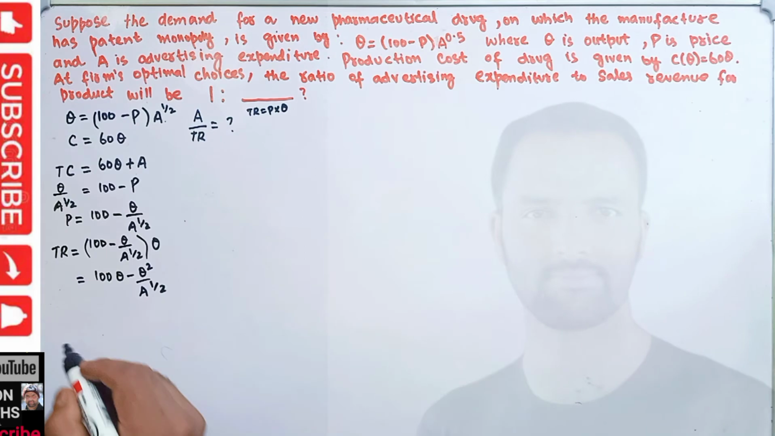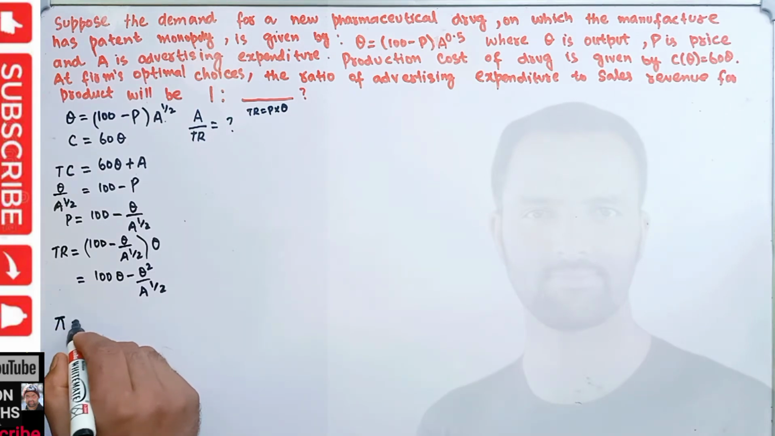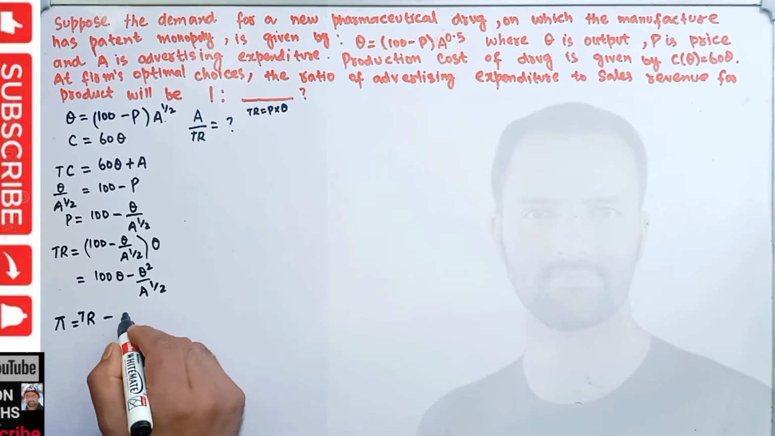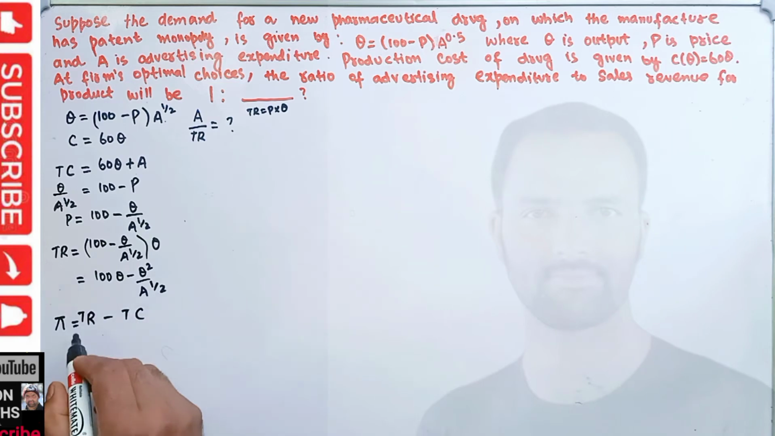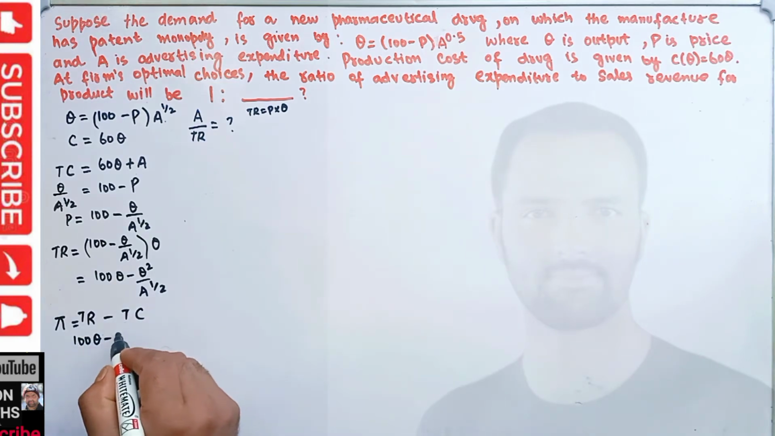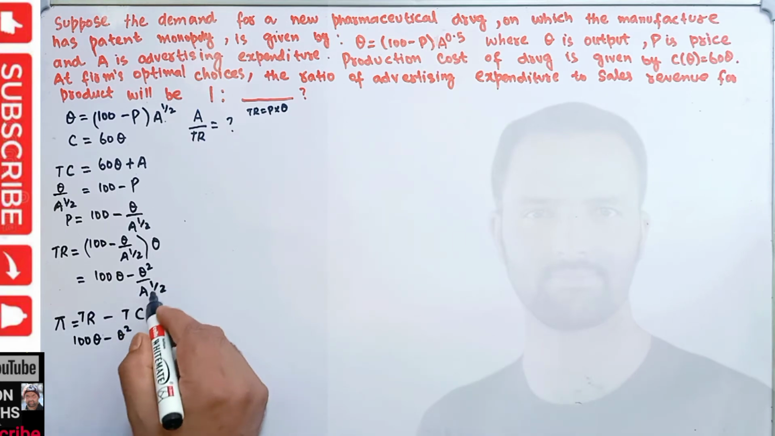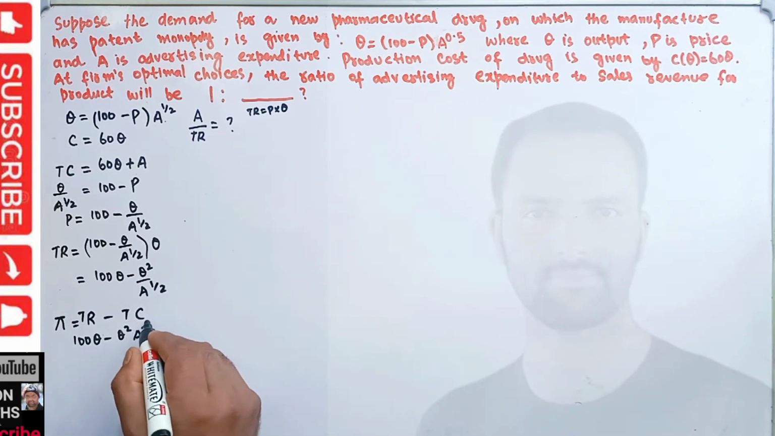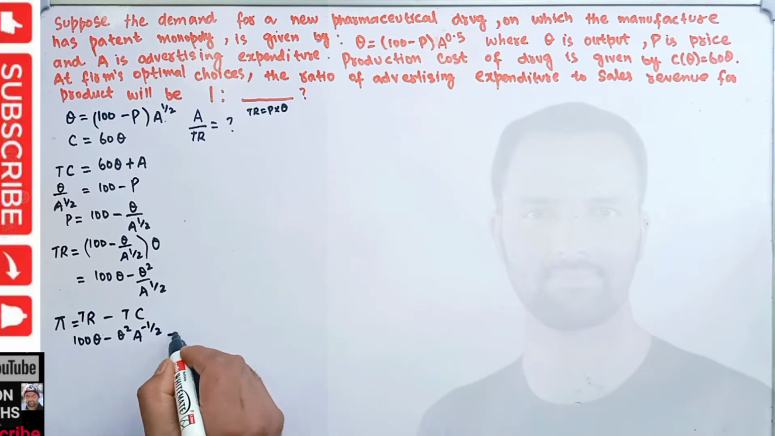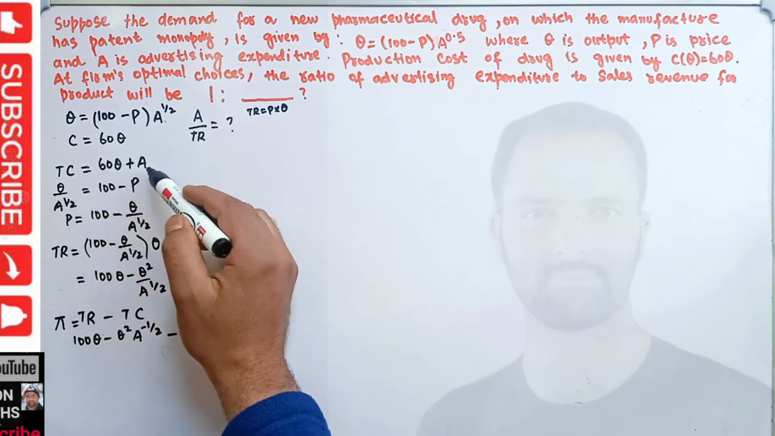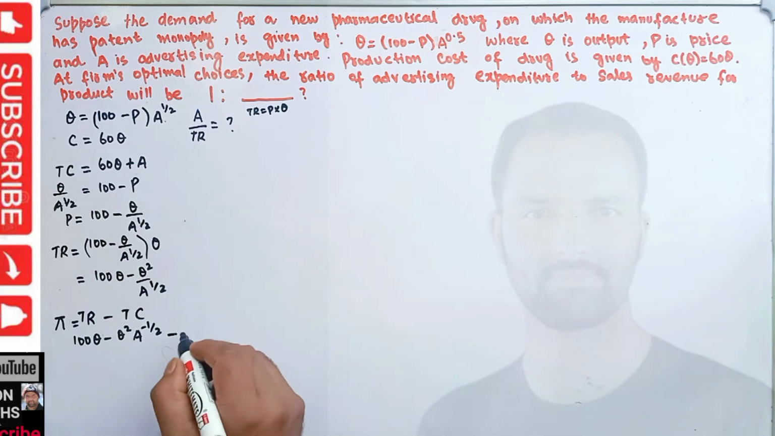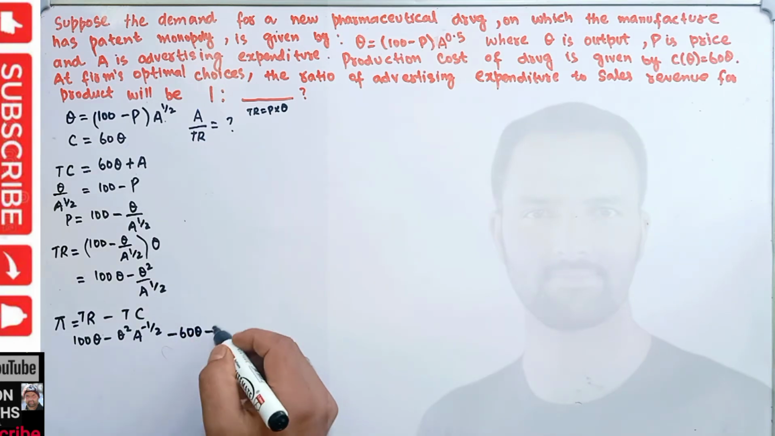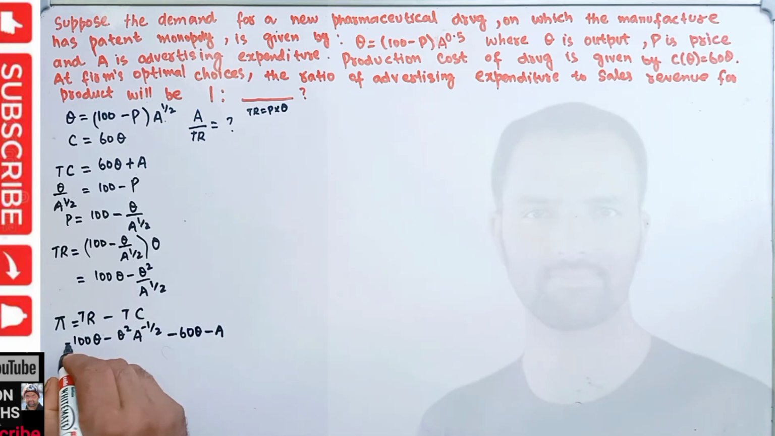This is our total cost. What is the profit of the manufacturer? Profit is simply equal to total revenue minus total cost. Total revenue is this function, so I will write here 100Q - Q², and if I transpose this here, the sign of the exponent will change, so I will write A^(-1/2). This is our total revenue, minus total cost, which is 60Q + A. I am just skipping some steps here. These two will be subtracted from the total revenue. So this is our profit function.